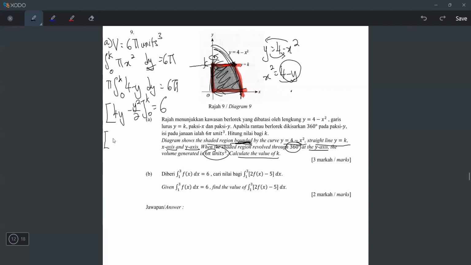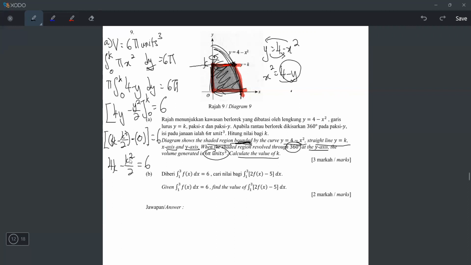And then I will open one bracket, and then open another bracket, close bracket, equals 6. And in the middle I have to minus. It means that in this one I substitute k, and in this one I substitute 0. When I substitute k, I end up with 4k minus k squared over 2. And if I substitute 0, I just end up with 0, because 4 times 0 is 0, 0 squared divided by 2 is 0, 0 minus 0 is 0. So you are left with 4k minus k squared over 2 minus 0 equals 6. But I will not write the minus 0 because there is no point, it's just 0.